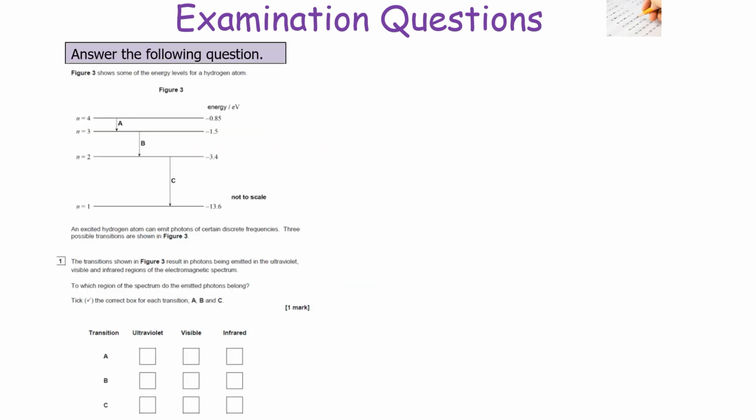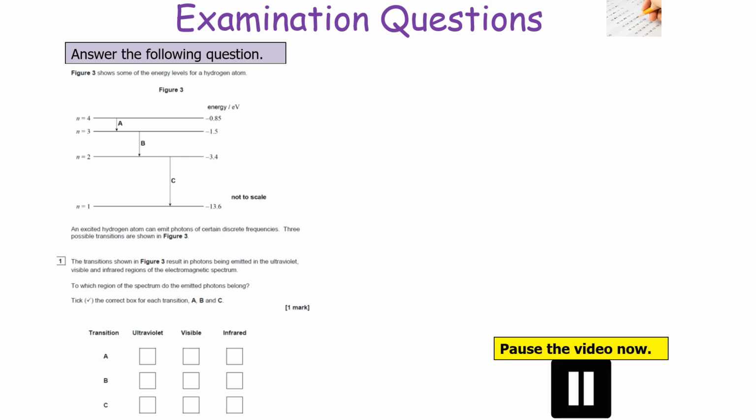The next question says, figure 3 shows some energy levels for a hydrogen atom. An excited hydrogen can emit photons of certain discrete frequencies. 3 possible transitions are shown. These result in photons being emitted in the ultraviolet, visible and infrared spectrums of the electromagnetic spectrum. To which region of the spectrum do the emitted photons belong? So pause the video now, then unpause the video when you want to go through your answer.